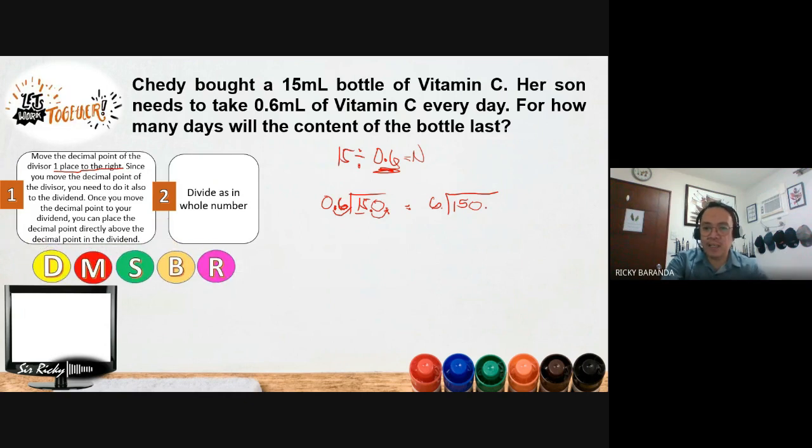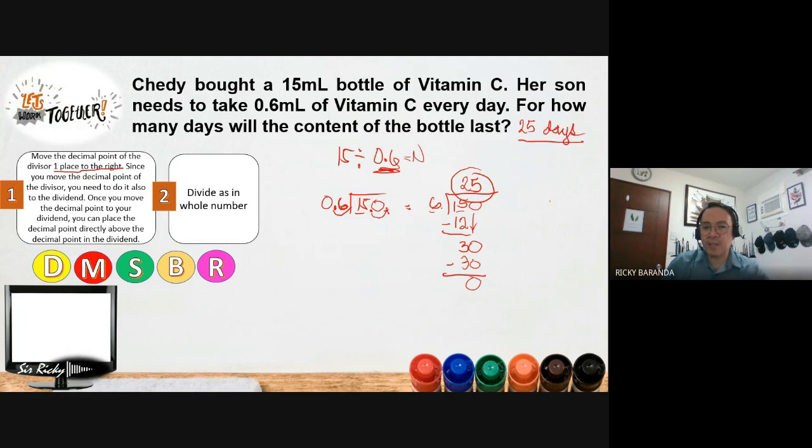So divide. 15 divided by 6 is equal to 2. Then multiply. 2 times 6 is equal to 12. Then subtract. 15 minus 12 is 3. Bring down 30. Then repeat. 30 divided by 6 is 5. 5 times 6 is 30. Then subtract 0. So ang sagot natin ay 25. So it will last 25 days.